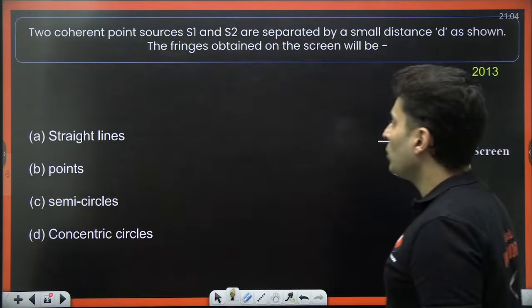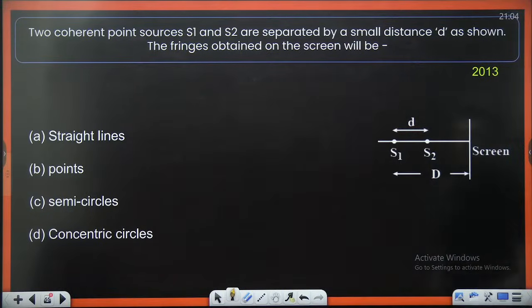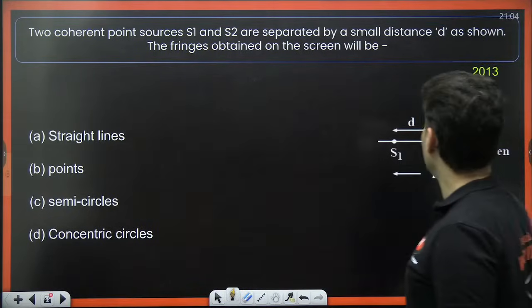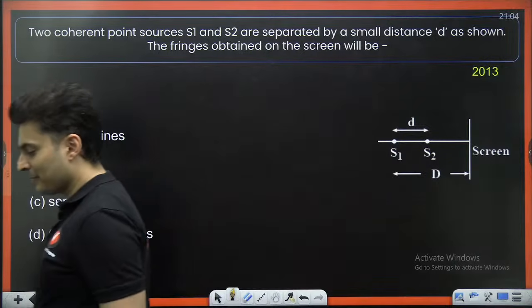Two coherent sources S1 and S2 separated by a small distance D as shown, the fringes obtained are. This was asked in 2013.